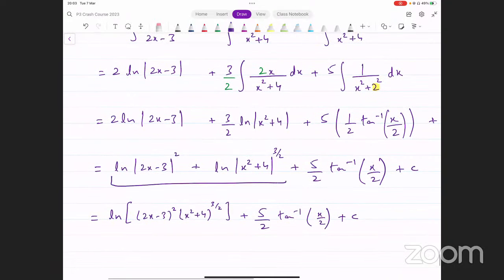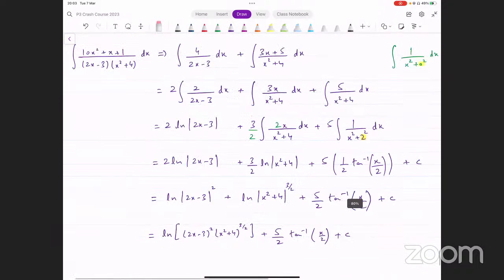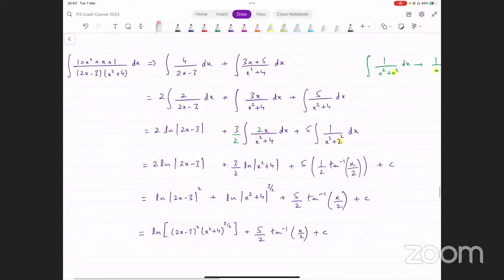So this was addition outside log, which becomes multiplication inside the log. That's the multiplication law of logs. That's what we can do here. This is the integral of this expression.